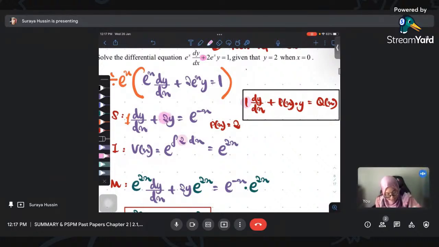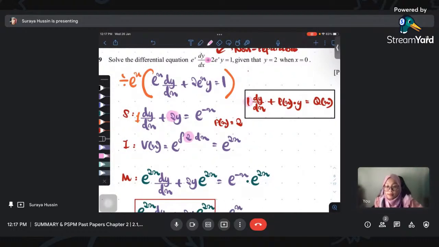So you integrate 2. When you integrate 2, you will get 2x. Tak perlu letak plus C di atas, no need. Dia memang nak macam ni sahaja. Tak payah tanya saya kenapa. Memang follow sahaja. Alright, just follow it.